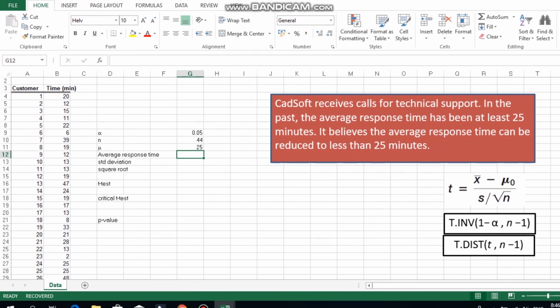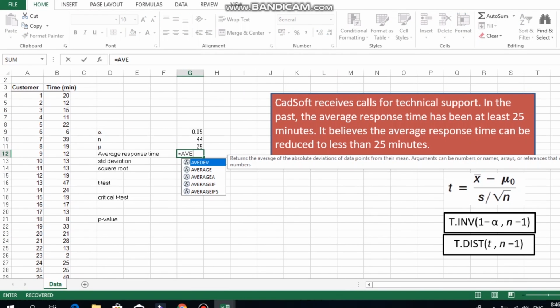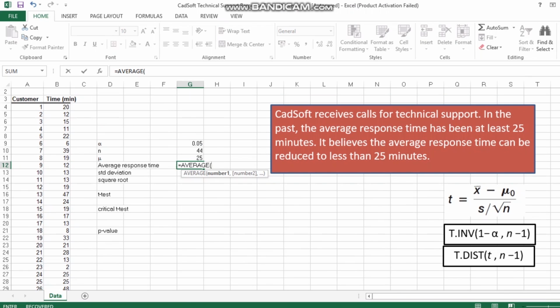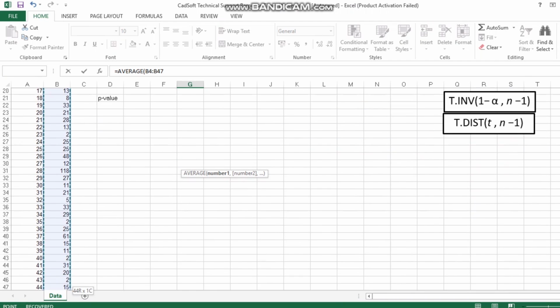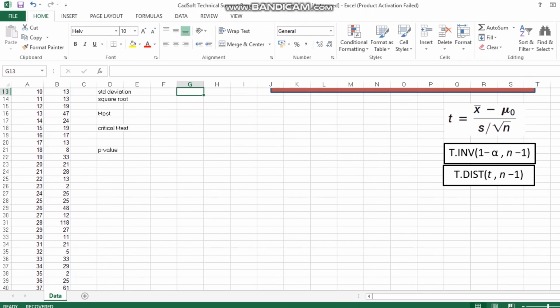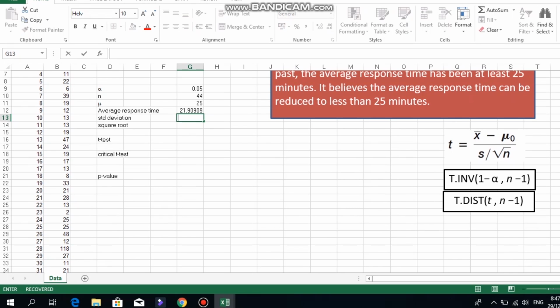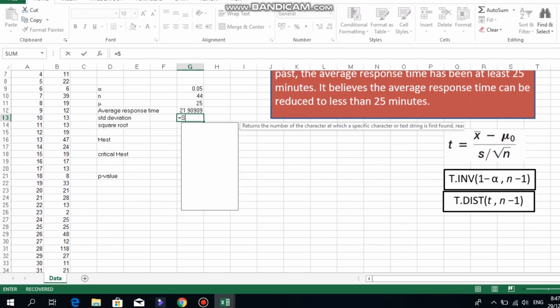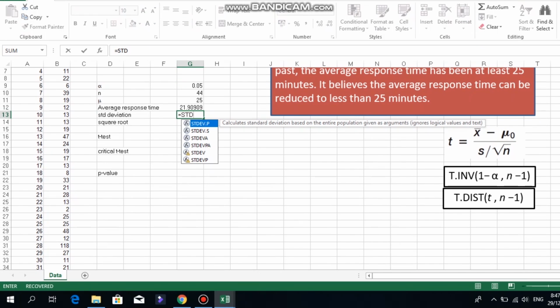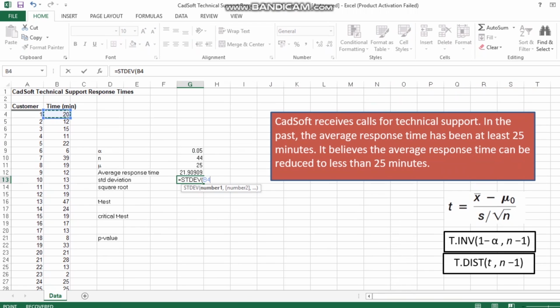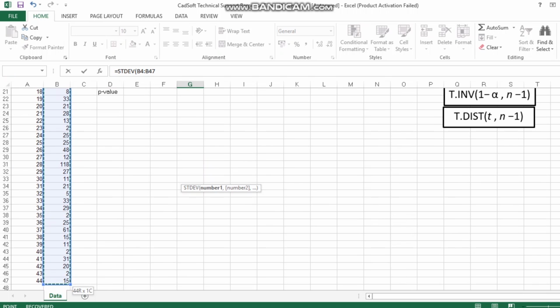Then for the average, use the formula AVERAGE. Choose the AVERAGE formula, double click and then select time. You have to select all the time. Enter and you will get the average. Next is the standard deviation. For the standard deviation, you have to use the standard deviation formula, which is STDEV, and then select time, choose all times, and then enter.